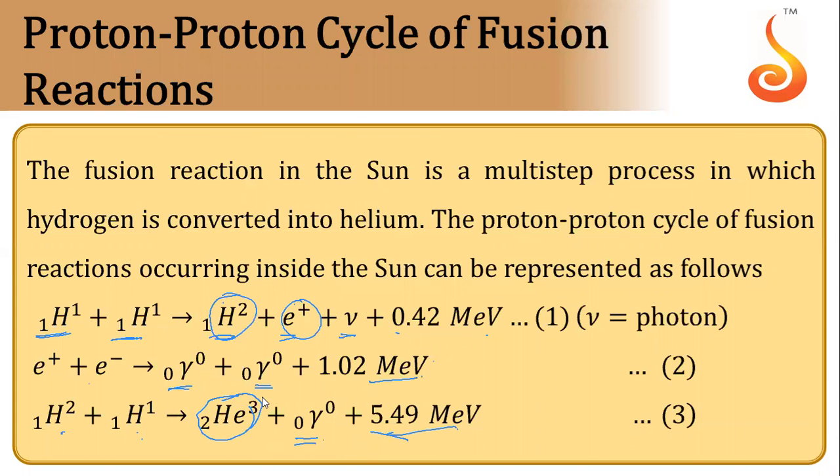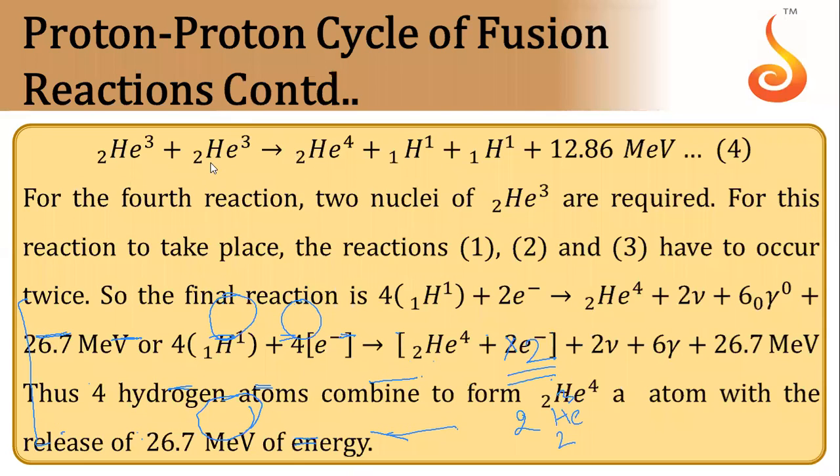So till now, from the first step to the third step, only one helium 3 nuclei has been formed. So these whole steps must be repeated twice, such that two helium 3 nuclei are formed. After that, these two helium 3 nuclei will combine to form a helium nuclei plus two hydrogen nuclei, and 12.86 mega electron volt energy is released.